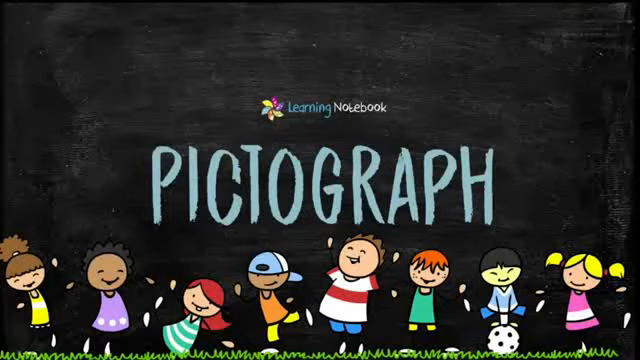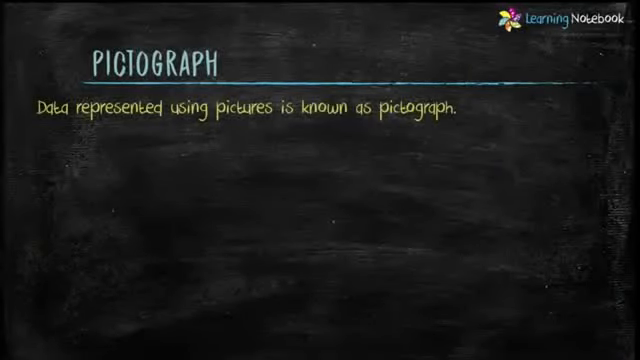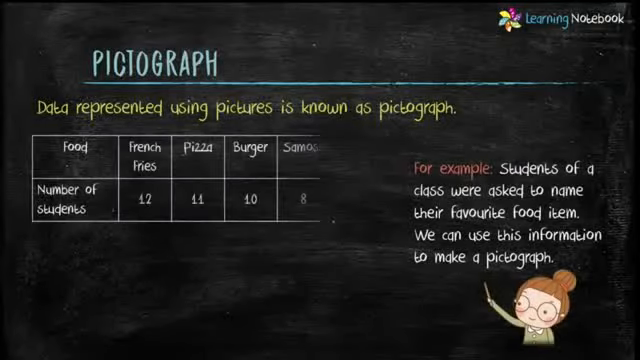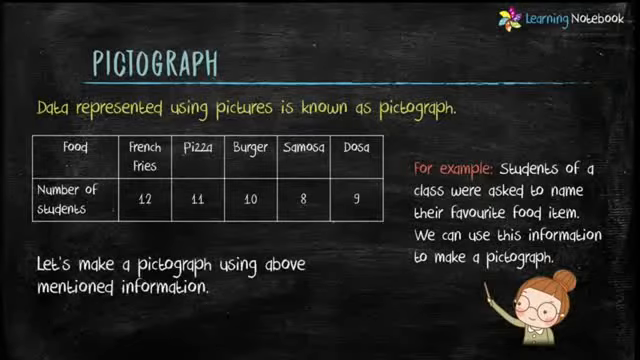Next, let's see how data is represented using pictograph. Data represented using pictures is known as pictograph. For example, students of a class were asked to name their favorite food item. So, on this basis, we have prepared this list. Now, we can use this information to make a pictograph.